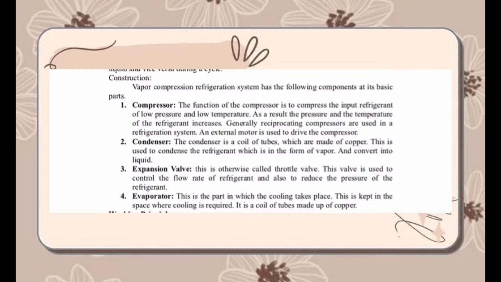So the fourth component, which is ang evaporator. This is the part in which the cooling takes place. This is kept in the space where cooling is required. It is a coil of tubes made of copper. So ang evaporator, it is used to turn any liquid material into a gas. In this process, heat is absorbed. So the evaporator mo transfer og heat from the refrigerated space into a heat pump through a liquid refrigerant, which boils in the evaporator at a low pressure.